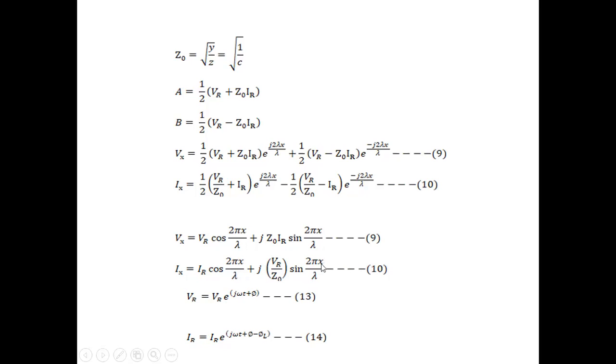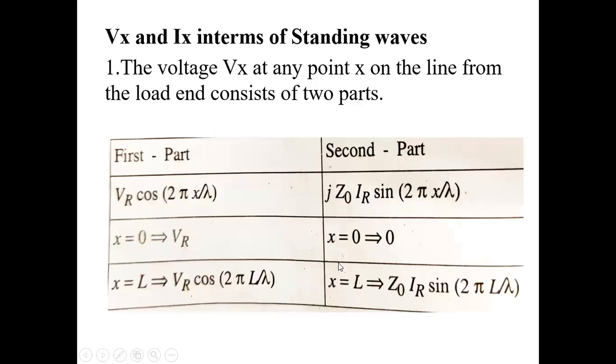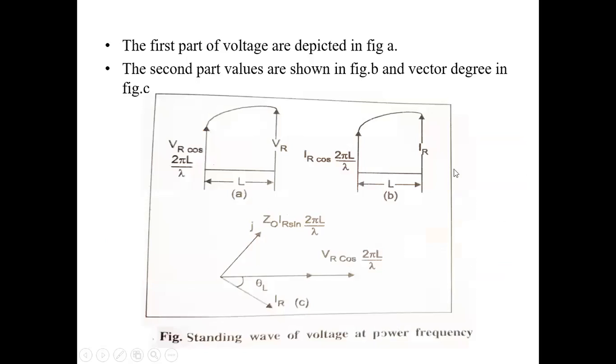If you substitute x is equal to L, we will be getting VR by Z naught into sin 2 pi L by lambda. Now that condition is also substituted, and for the waveform drawn from the load end side, we can consider length L. When x is equal to 0, the magnitude of current is IR, and for x is equal to L, the magnitude of current is IR into cos 2 pi L by lambda.